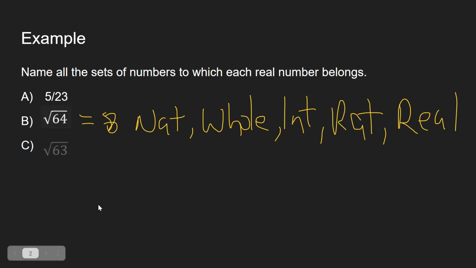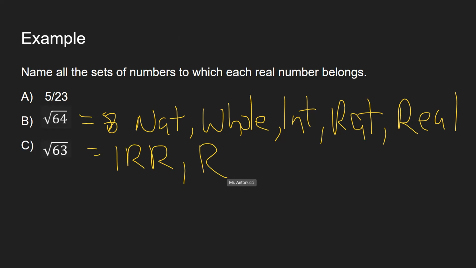Now, the next one is the square root of 63. The square root of 63 is not a perfect square. And if you take the square root of a number that's not a perfect square, it will be a decimal that doesn't terminate, so it doesn't end, and it doesn't repeat. So this is an irrational number, and all irrational numbers are also real numbers. So you want to see what set inside it fits, and then all the ones outside of that, the number will fit in.